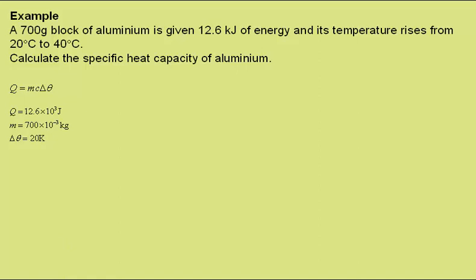Now all we need to do is rearrange this equation for c, which I've done here, put in the numbers, and we get a specific heat capacity of 900 joules per kilogram per Kelvin, meaning 900 joules of energy would be needed to raise 1 kilogram of aluminium by 1 Kelvin.